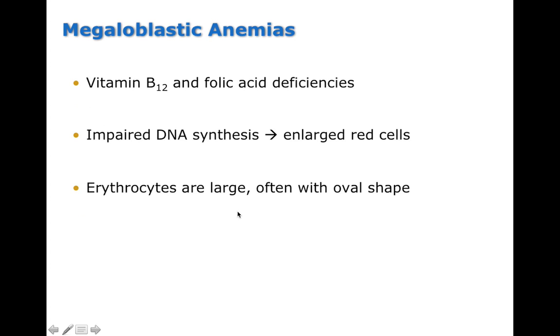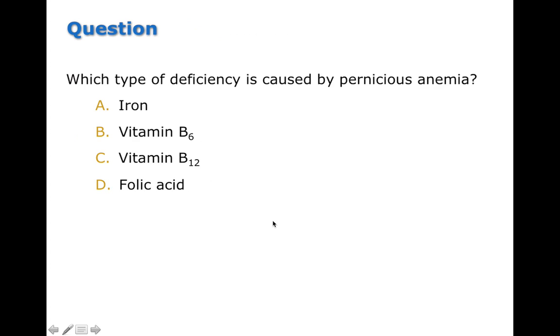and you get anisocytosis because of the variation in size. Now, other types of anemias, things like vitamin B12 and folic acid deficiencies, can impair proper DNA synthesis, so that you don't get enough red blood cells, and for the ones that are produced, they're going to be excessively large. These erythrocytes are large, often with a more oval shape. They're also going to be weaker and more likely to break apart.